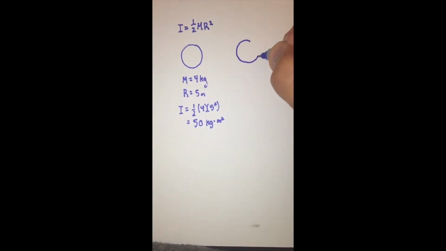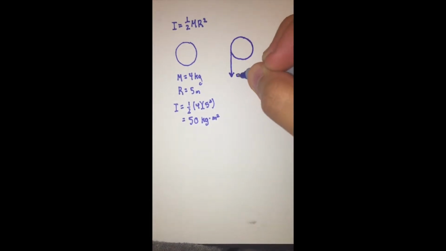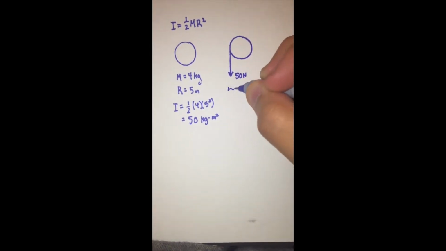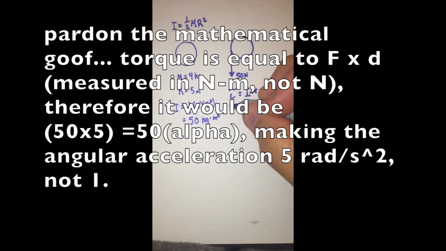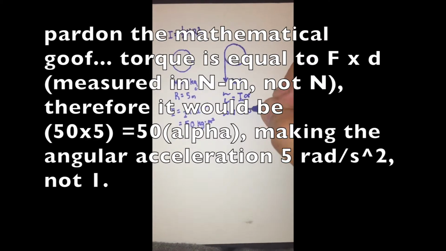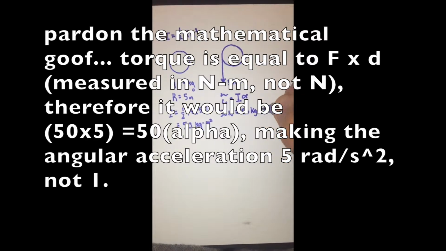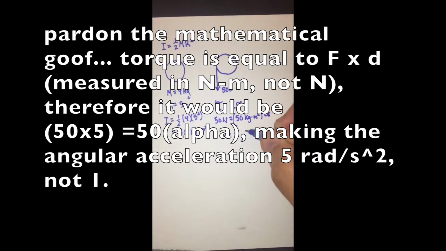Then, if we take this same cylinder and want to find the angular acceleration when a force of 50 newtons is applied to the outer edge, you would then set up tau is equal to I alpha, with tau being equal to 50 newtons and I being equal to 50 kilograms times meters squared. And then alpha would be equal to 1 radian per second squared.